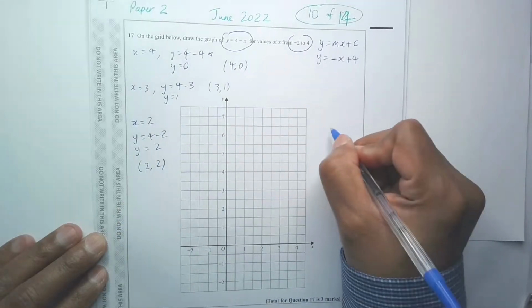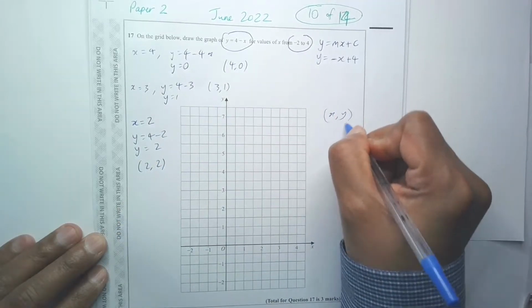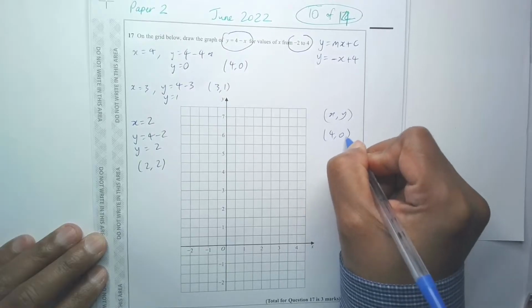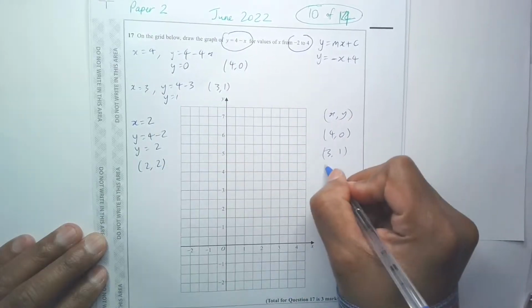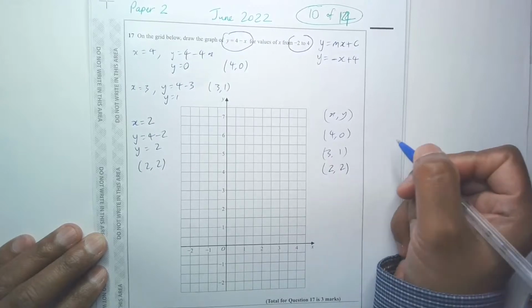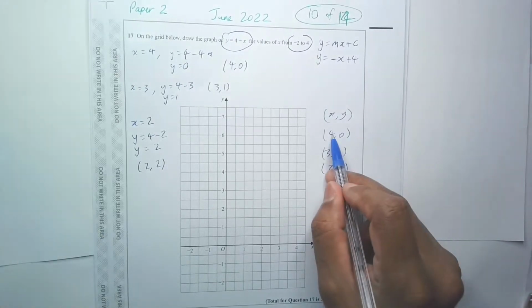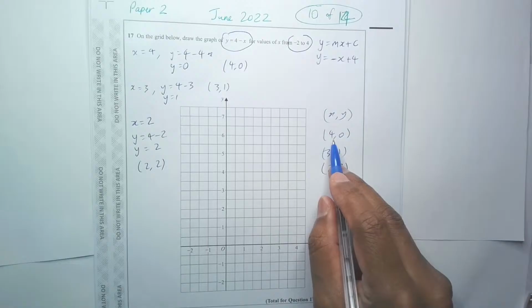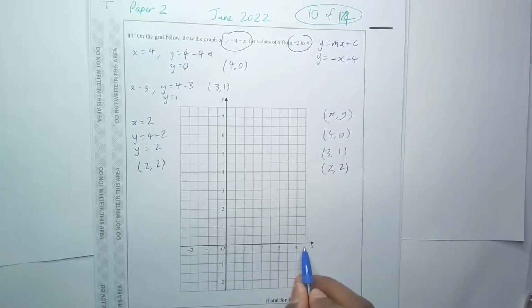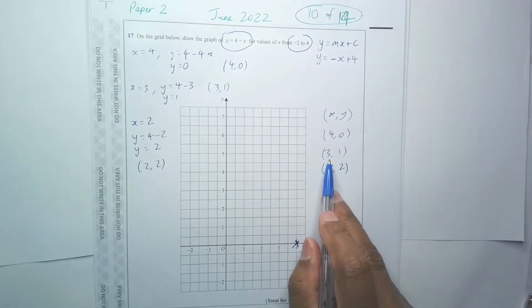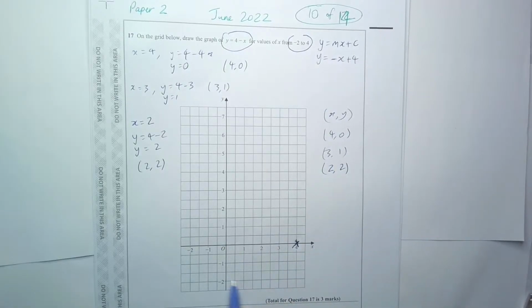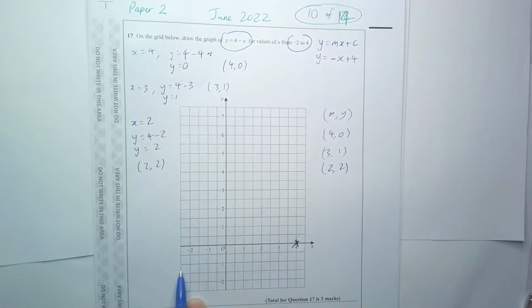So I'll just put my coordinates here, x and y: 4, 0, 3, 1, 2, 2. And now I can plot them. Along the corridor 4, up the stairs 0. Now you might be thinking, you're going to go down the page. Don't worry about that. Just follow what we've been doing.